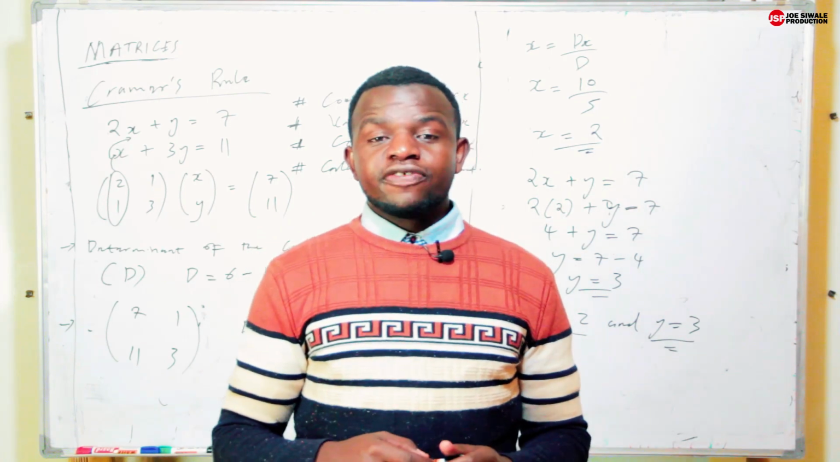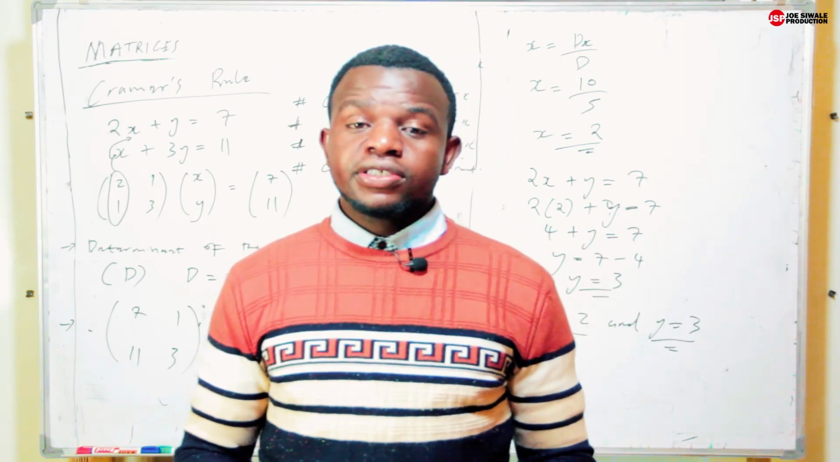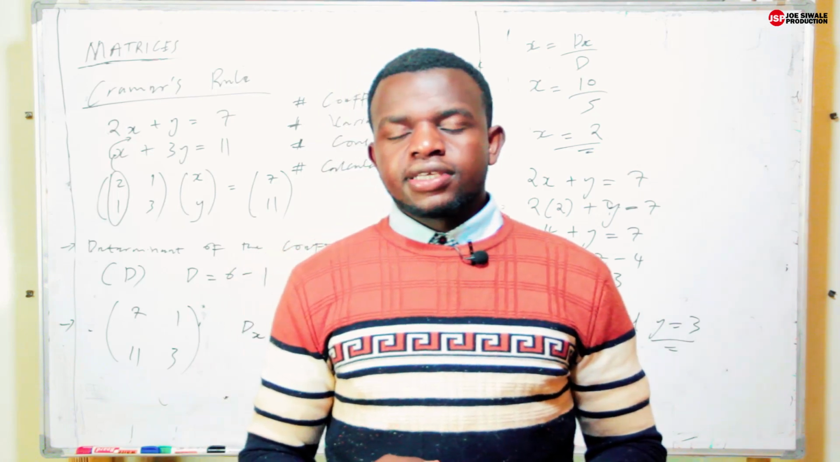So this is how you can find the solutions of linear equations in 2 variables using Cramer's rule. Where you have questions, please ask in the group. So we are done looking at the topic matrices. Where you have questions, please ask them in the group, or you can put them in the comment section.